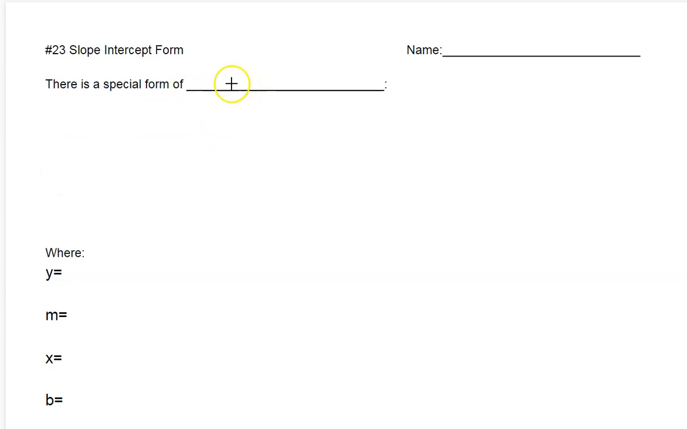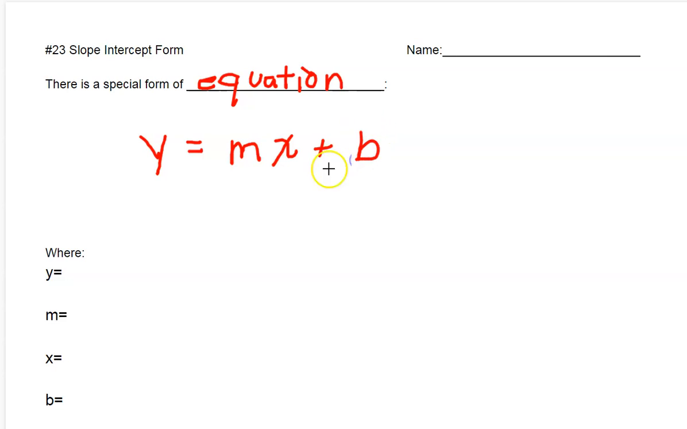So, there is a special form of, you guessed it, equation. Okay, and this is a very specific form of an equation, but it's going to be y equals mx plus b. Okay, y equals mx plus b. And each of these letters has a very specific meaning in that equation. Let's take a look at those.